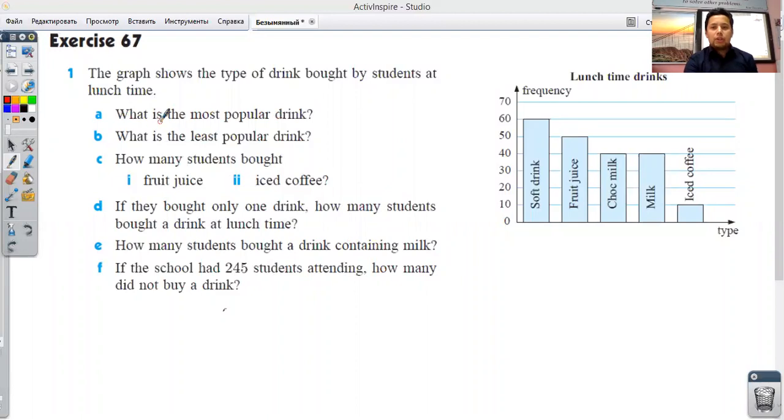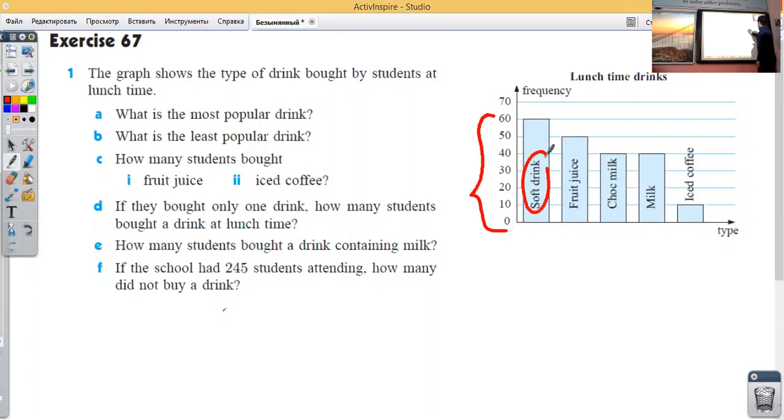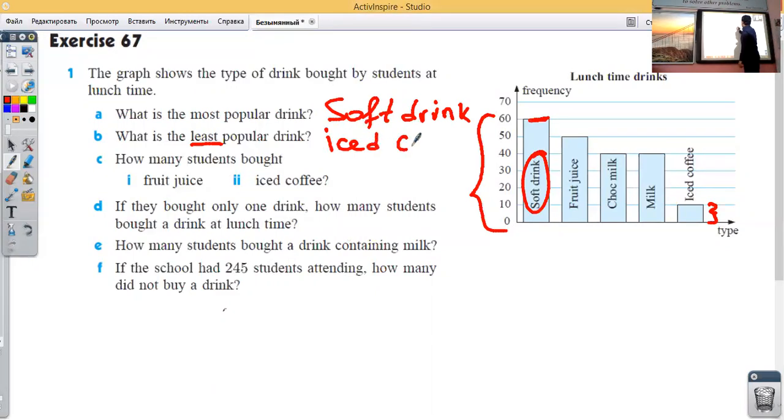So the first question, what is the most popular drink? It's a very easy question. You can easily answer this. The most popular drink is soft drink because it's the highest one. So soft drink is the most popular drink. What's the least popular drink? The least popular drink is iced coffee. Look, it is the smallest one.